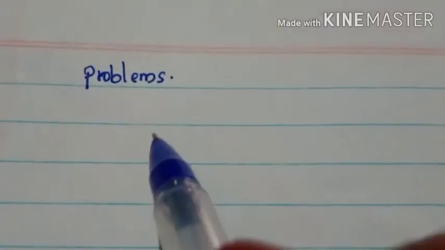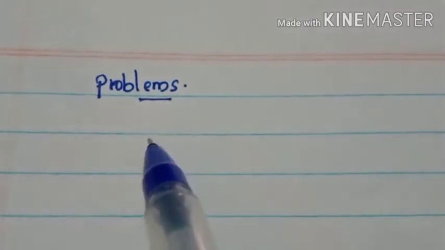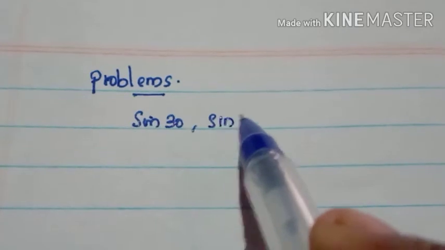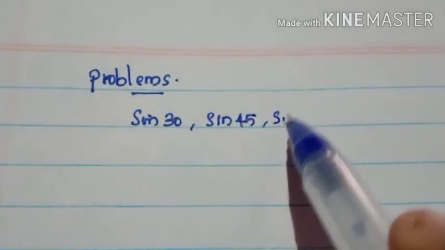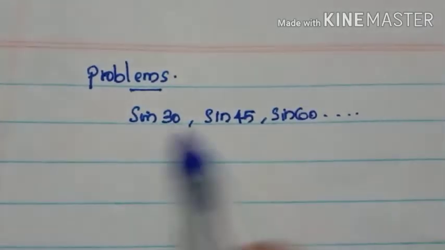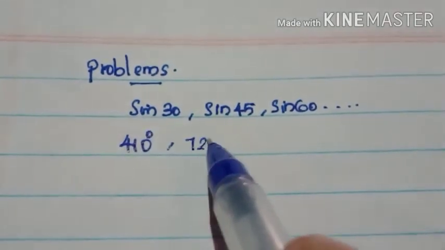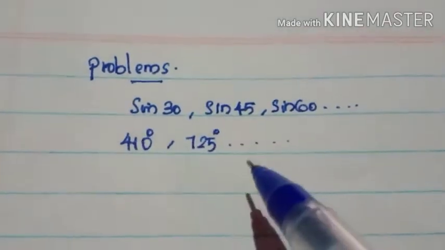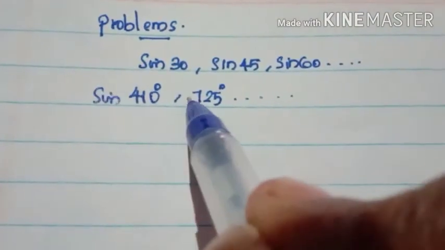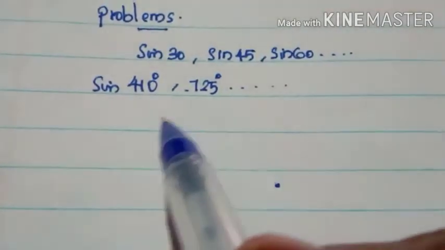Let's see some problems. Students, we already know the values of sine 30, sine 45, sine 60 and so on. Other than these angles, suppose we have an angle like 410 degrees or 725 degrees. How can we find the sine or cos of this angle? Here we are going to discuss such types of questions.